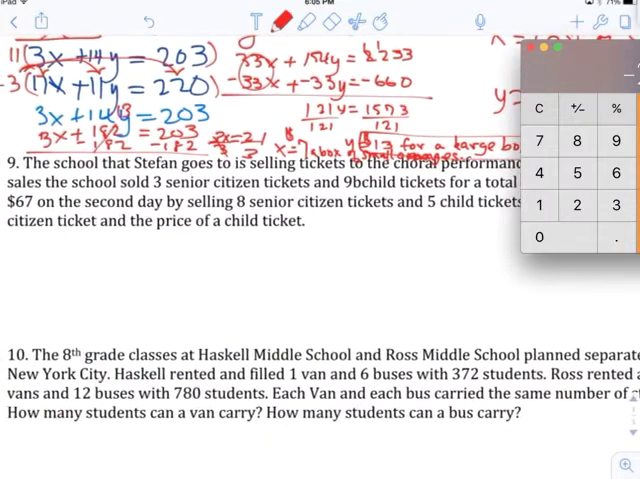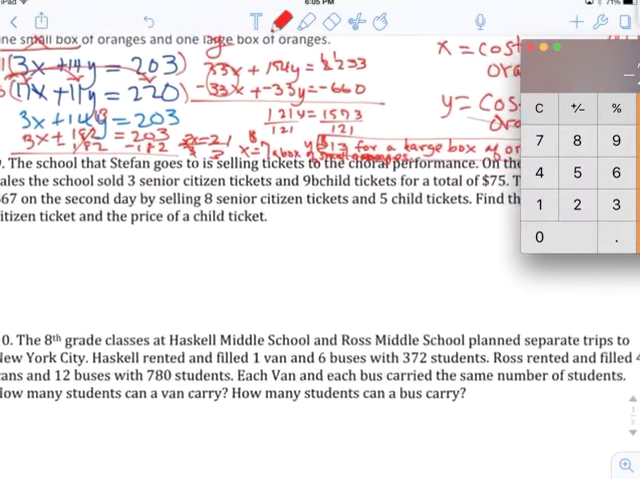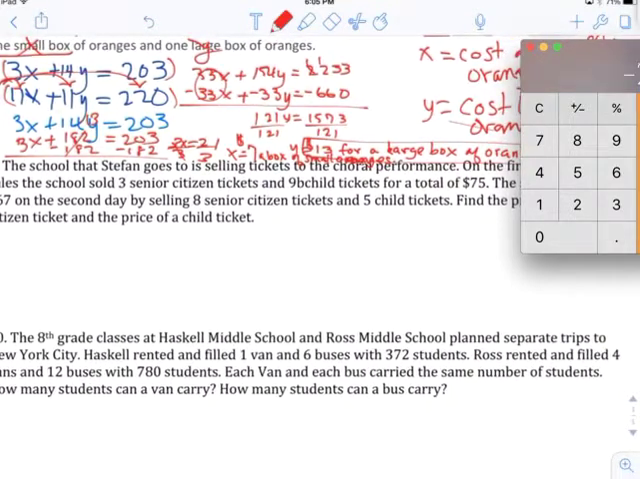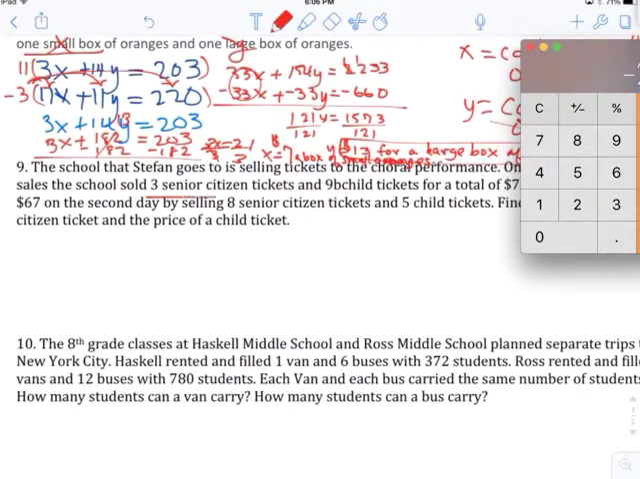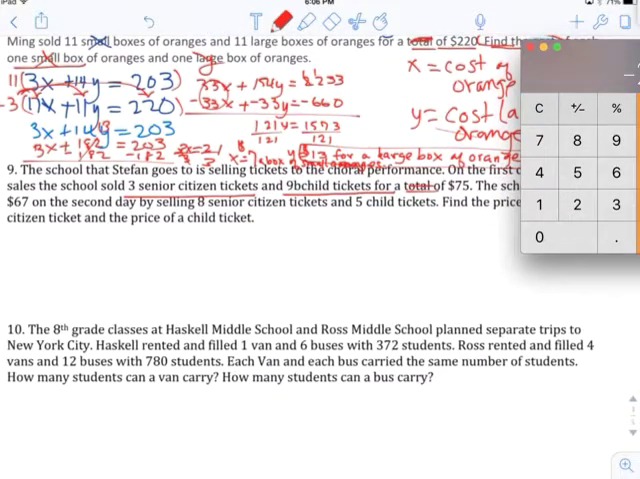School that Stefan goes to is selling tickets for a choir performance. On the first day of ticket sales, the school sold 3 senior tickets and 7 child's tickets, typo, for a total of this much. The school took in $67 on the second day for selling 8 senior citizen tickets and 5 children's tickets. Find the price. So we're looking at the price for the senior tickets and the price of the child's ticket.